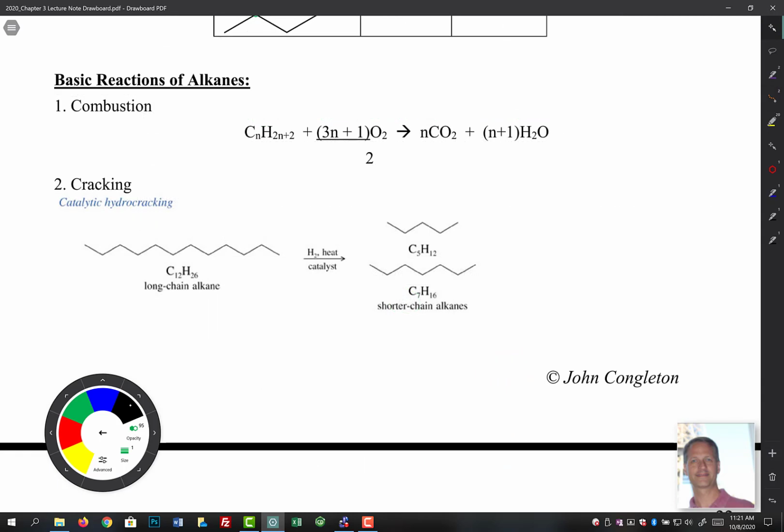Now, looking at the reactions of alkanes, we're going to see some reactions in this next chapter, but for now, you can basically do 2 things with them. You can burn them, that's combustion, or you can do something called cracking, which is taking a longer carbon chain and using hydrogen and heat. Sometimes in OChem we use this little triangle to indicate heat, and a catalyst, and we get shorter little fragments of that longer alkane.